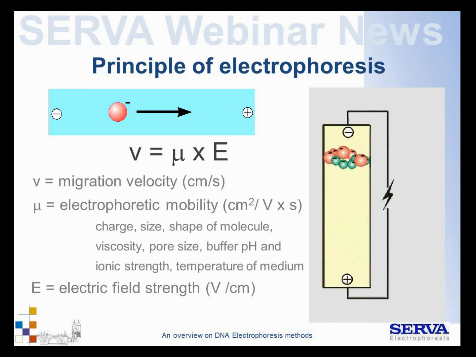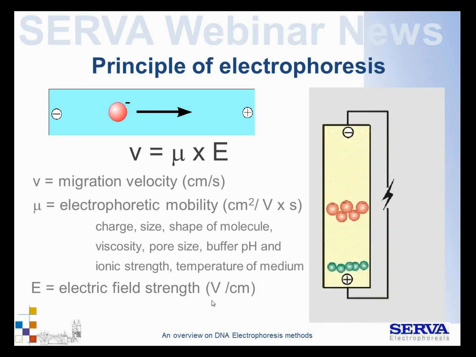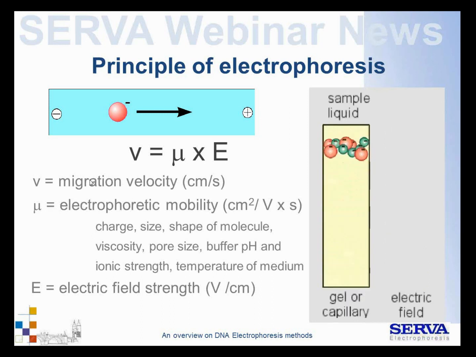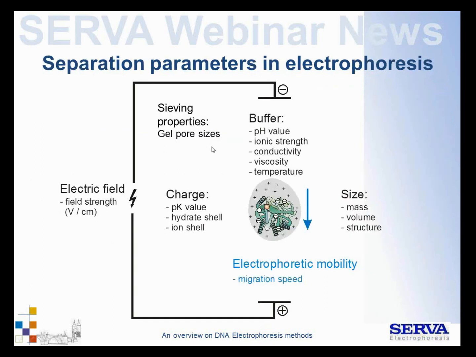And the mobility is quite complex. In the next slide I will show you what the mobilities are dependent on. On the right side in the animation, you see that by these different migration speeds you produce different zones, so you get a separation. You can do that in a gel, for instance, and then you can stain the gel and find the zones afterwards.